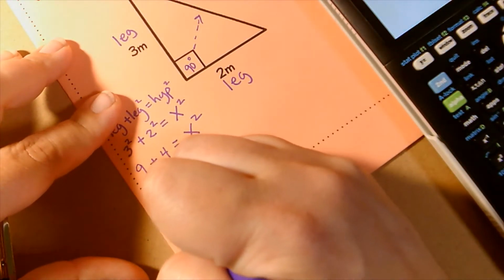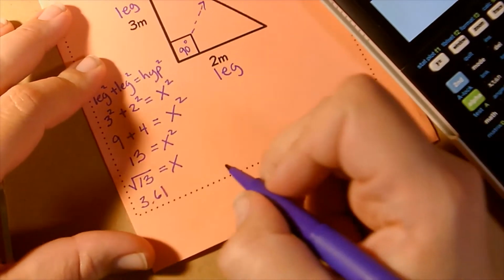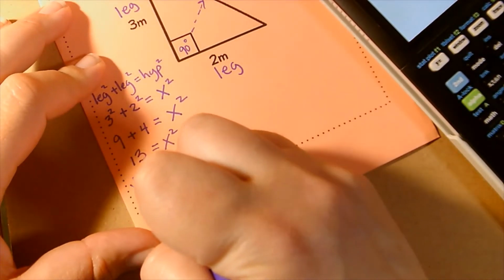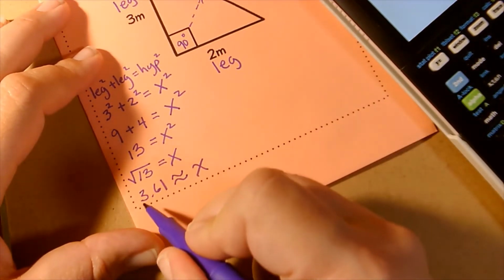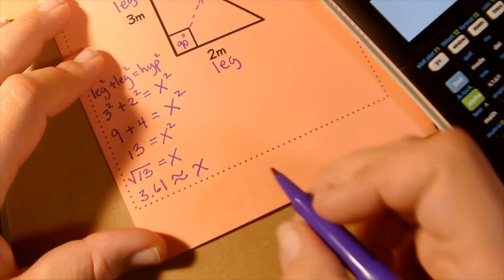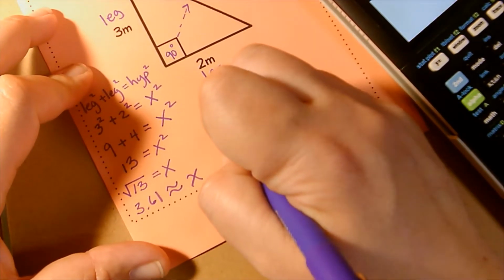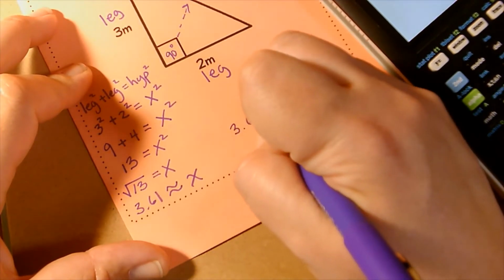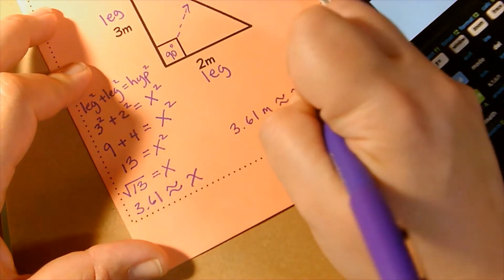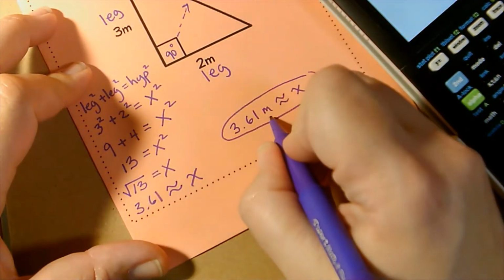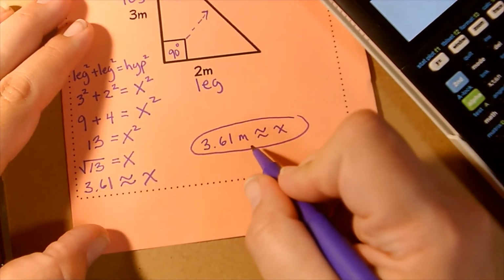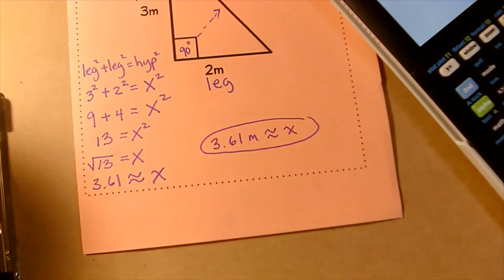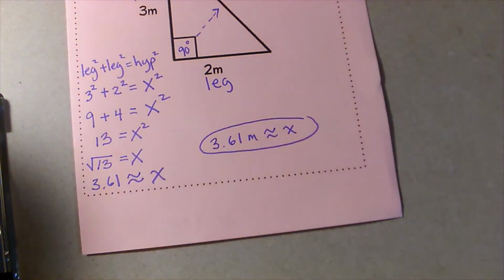So 3.61 is approximately what x is. So I'm going to use a little squiggly equal sign. It's not exactly equal to x. It's approximately 3.61. So you rounded it off. It's about 3.61 meters. And it is important that we put our label of meters on here, especially when we get to our word problems. So we want to make sure we're attaching our units of measurement to our answers. So that's how I use Pythagorean theorem to help me find a missing hypotenuse.